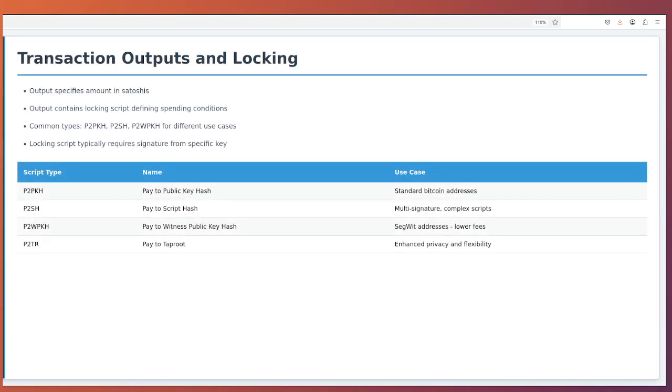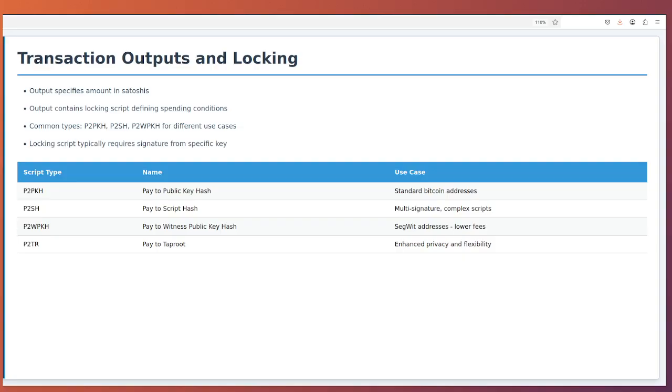Transaction outputs and locking scripts. Now let's look at the output side. When you create a transaction output, you're creating a new UTXO that specifies 2 critical things: how much Bitcoin it contains, and the conditions for spending it. The amount is straightforward. It is the number of satoshis in the UTXO. Remember, a satoshi is the smallest unit of Bitcoin, 100 millionth of a Bitcoin. The spending conditions are defined by the locking script.